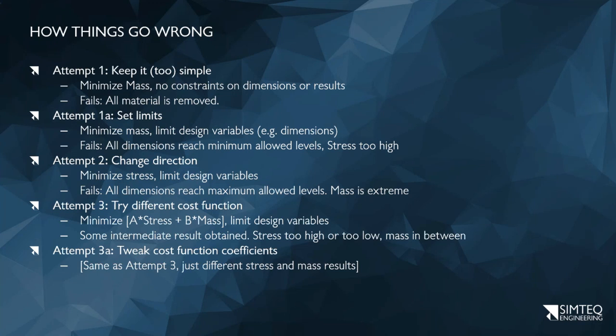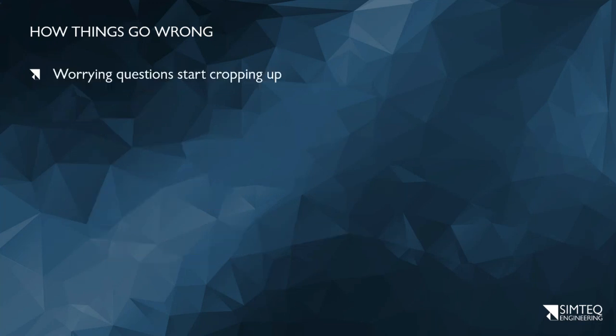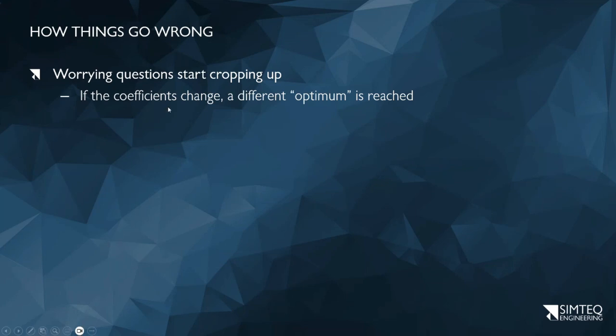Now, things go even worse if we start looking at more detail. So if the coefficients change, you get a different optimum. So which one is actually the optimum? So effectively, I can change the answer, and I define optimum by simply changing coefficients, which is a terrible way to do things. So we have no idea of knowing whether the coefficients are correct or even reasonable.